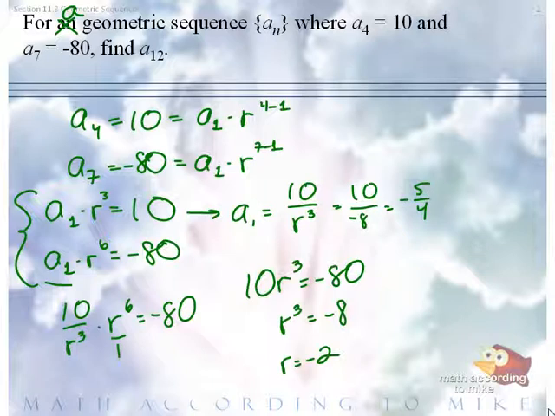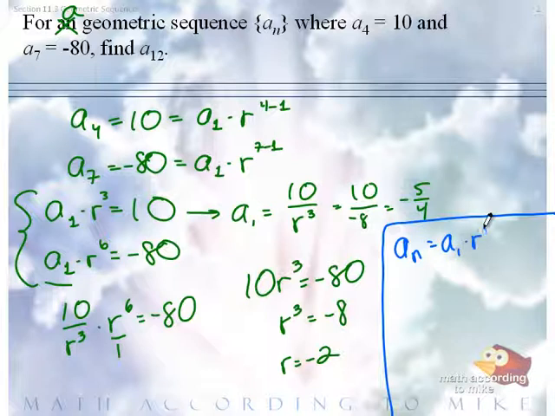Hooray, so we have our parts necessary. We know that for a geometric, a sub n is equal to a sub 1 times r to the n minus 1. So we'll have a sub n is negative 5/4 times negative 2 to the n minus 1. And now how do we finish off this problem? Plug in 12 in for n.